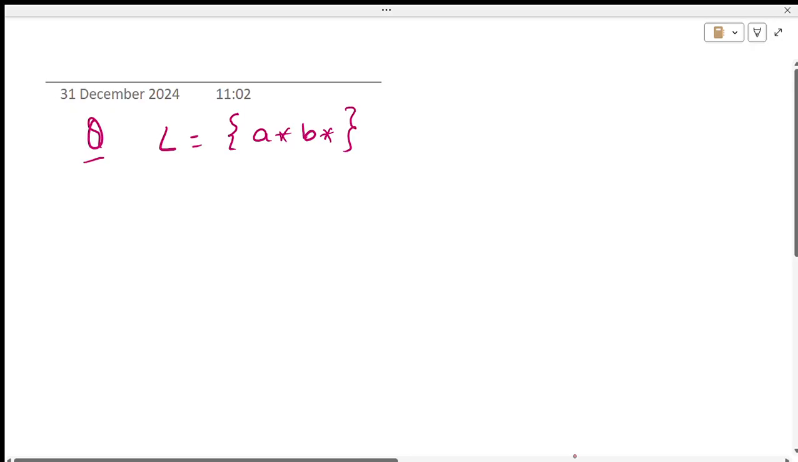See this language, it says that we have any number of A's followed by any number of B's. What should be the deterministic finite automata for this particular language? See, A star B star means any number of A's followed by any number of B's. We can have a null string, so make the initial state the final state.